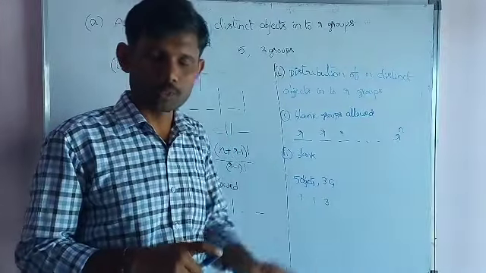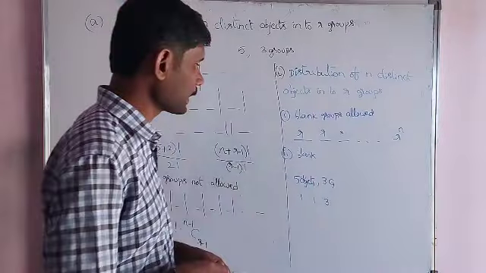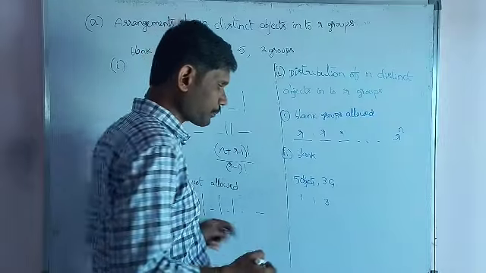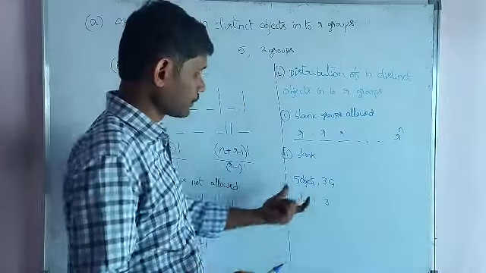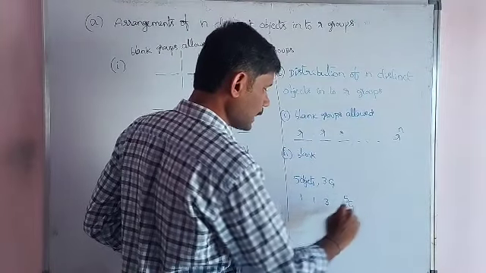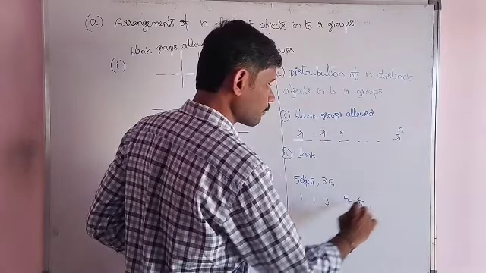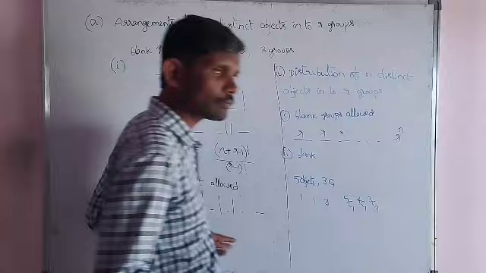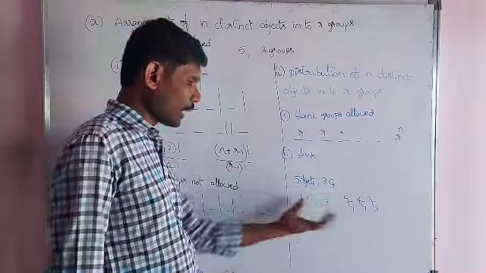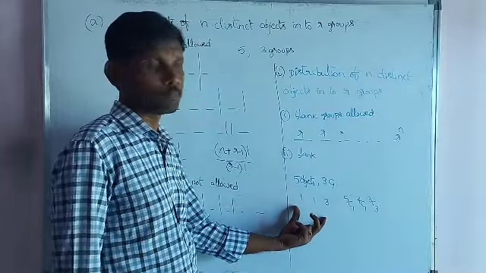Another case is where groups are identical and objects different, or objects identical and groups also identical. We'll see that later. So in this case, the distribution will be: select any one from 5, 5C1, and then from the remaining 4 select 1, and from the remaining 3 select 3. As we are selecting any one, again no need to arrange this into 3 factorial or 3 factorial by 2 factorial, not required.